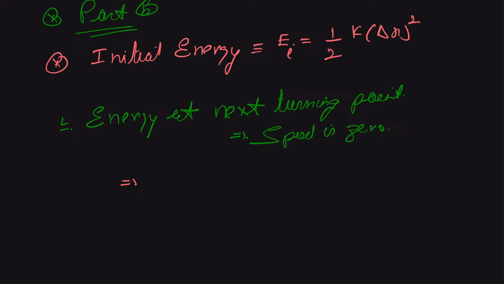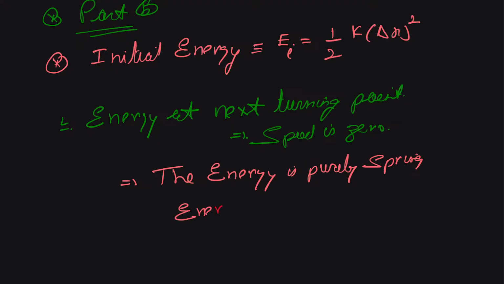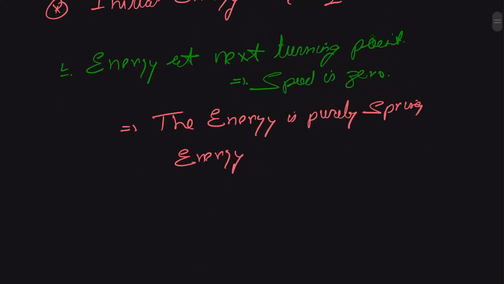Therefore we can say the energy is purely spring energy, and let us call this E_f, and we can say this is our half k, and the spring is our delta x prime whole square.